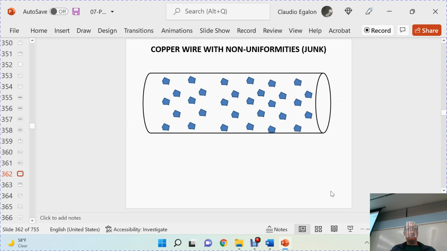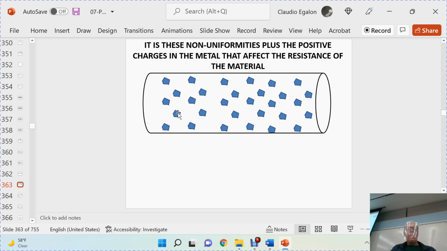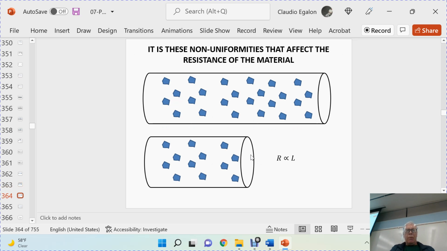Here you go. Copper wire has non-uniformities. All this junk here in your copper wire is responsible for the resistance in the material. So metals, materials in general, are not uniform. They're not perfect. They have non-uniformities. So it's these non-uniformities plus the positive charges in the metal that affect the resistance of the material. Remember, the positive charges in the metal are attracting the electrons, right? But your battery is managing to pull the electrons away from the positive charge. So it is these non-uniformities plus the positive charges that are affecting the resistance of the material.